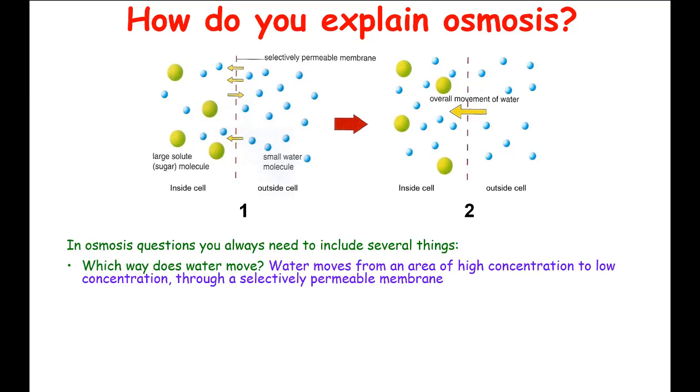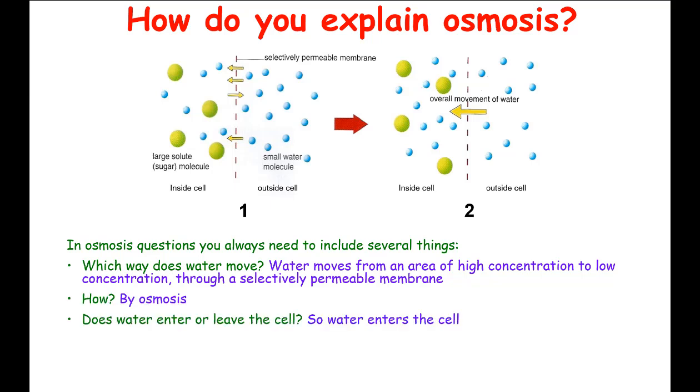So firstly, which way does water move? Water moves from an area of high concentration to low concentration through a selectively permeable membrane. How? By osmosis. And then does water enter or leave the cell? Water enters the cell in this case because it moves from an area of high concentration outside to an area of low concentration inside.